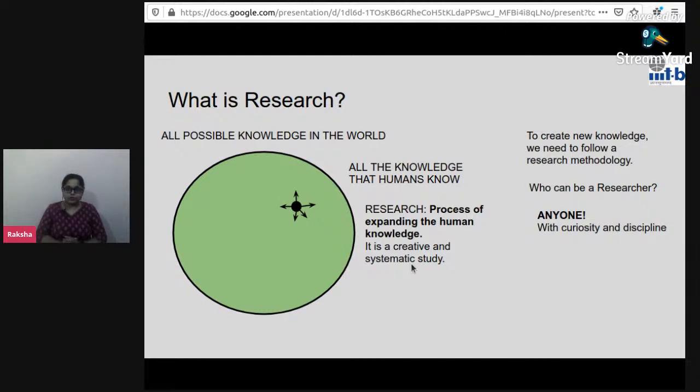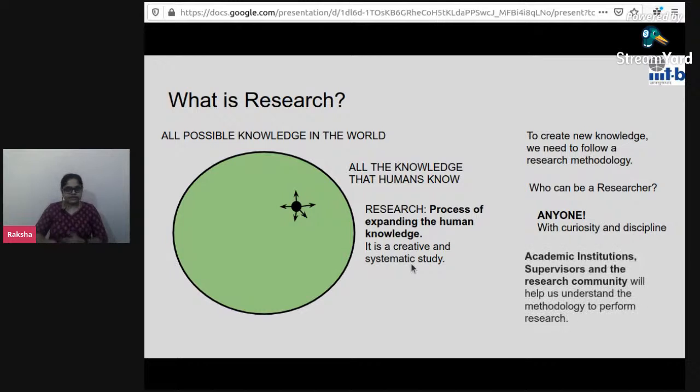So for this, I want to go back to the research methodology part that I was talking about. Initially, when you want to become a researcher, you don't know what the research methodology is, right? You don't know what are the set of practices that people follow. You don't know how to publish and things like that. That is when academic institutes or supervisors and the research community are of great help. Your supervisor will guide you through the process of research methodology and how to do research, right?